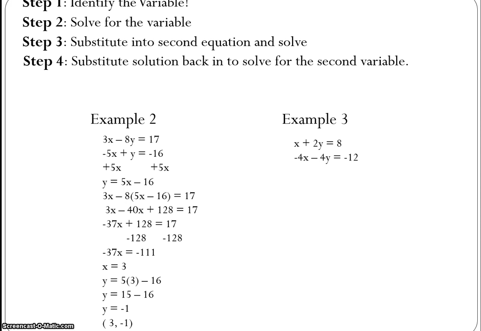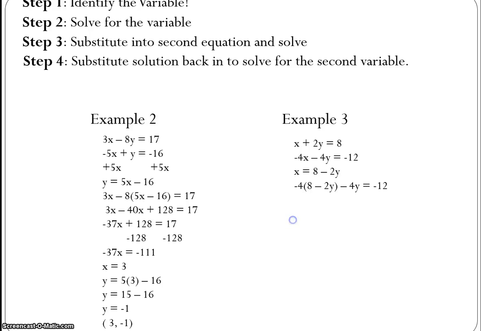Here's another example. x plus 2y is equal to 8, and negative 4x minus 4y is equal to negative 12. We're looking for a lonely variable. The loneliest variable here is this x. So we're going to take the 2y and subtract it from both sides. That's how we get 8 minus 2y. So now we know that x is equal to 8 minus 2y, so we're going to take that and plug it in the other equation. So now we have negative 4 times 8 minus 2y minus 4y equals negative 12.